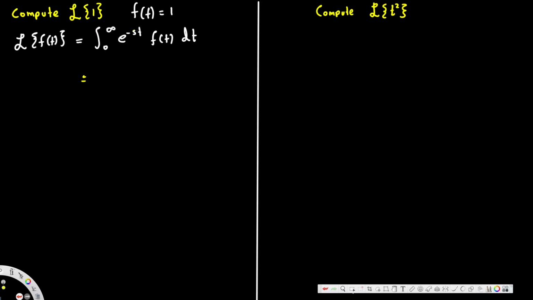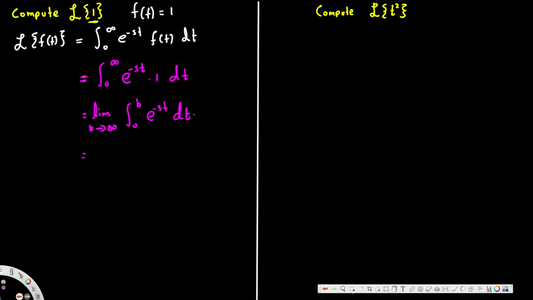In our case, f of t is 1. Whenever we have a curly bracket, we have to look at what is inside of it. Here it's 1, so we put it in place of f of t. This is the integral from 0 to infinity of e power negative st, with 1 instead of f of t, dt. Now we have to do the integration. Since this is an improper integral, we take the limit as b approaches infinity, and instead of infinity we put b. The integral goes from 0 to b of e power negative st dt.